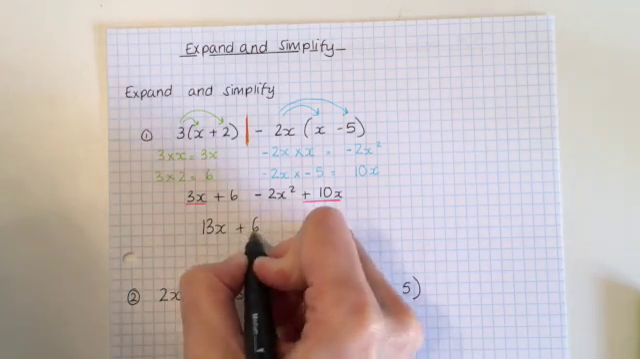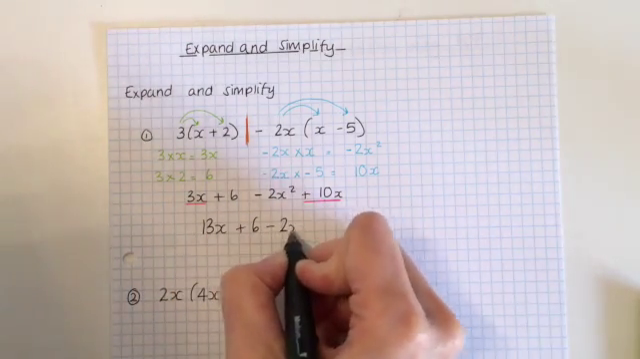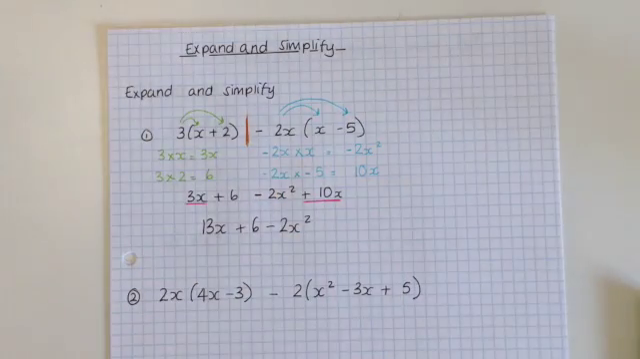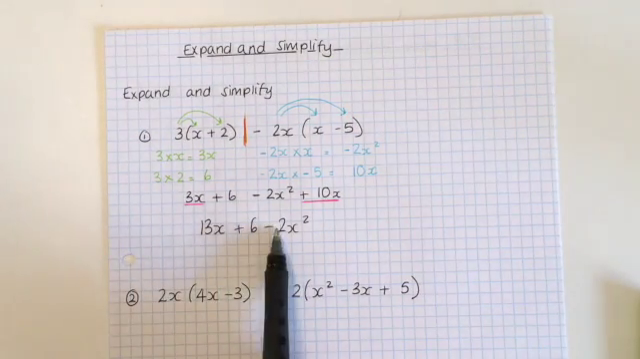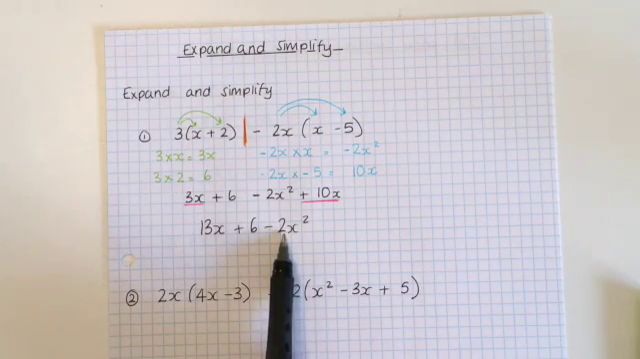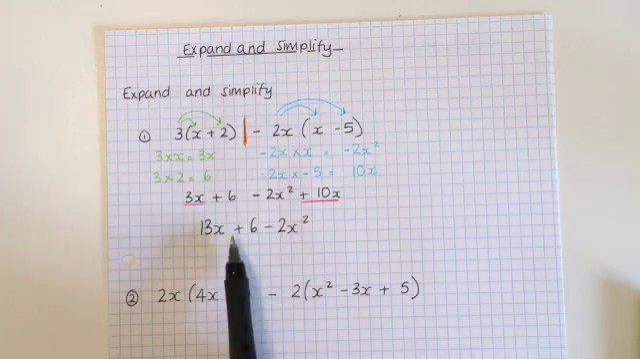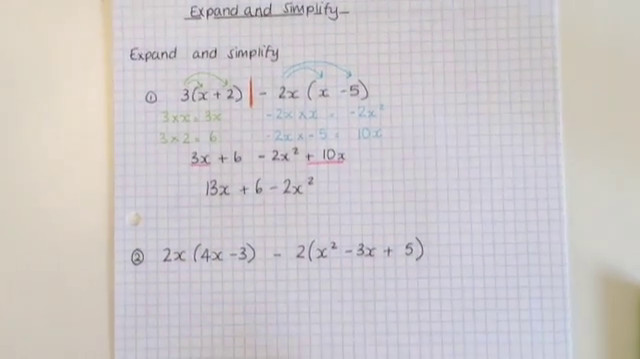I've got plus 6, and I've got a negative 2x squared. Now, in this type of question, it doesn't matter what order you put them in, as long as the positives and the negatives are with the right part of the expression. Okay, so as long as this negative stays with this 2x squared, it doesn't matter what order you put them in. Okay, so let's have a look at the next one.